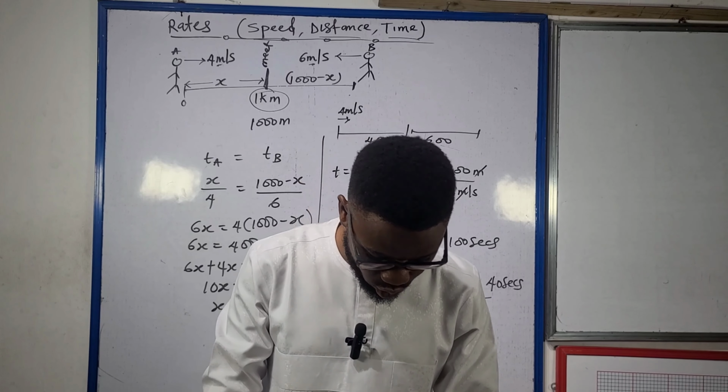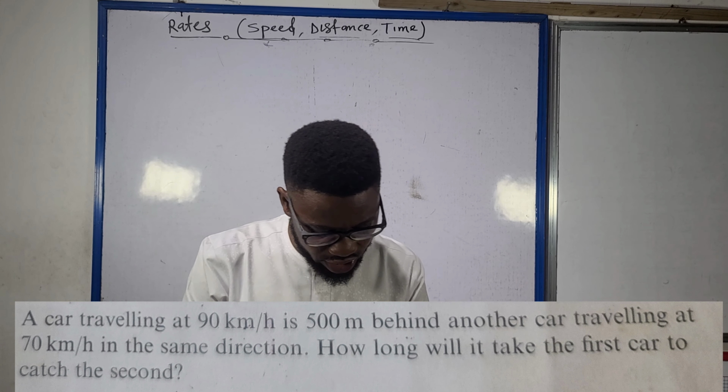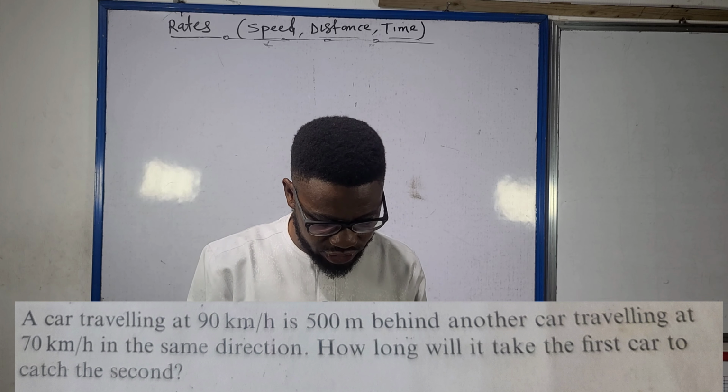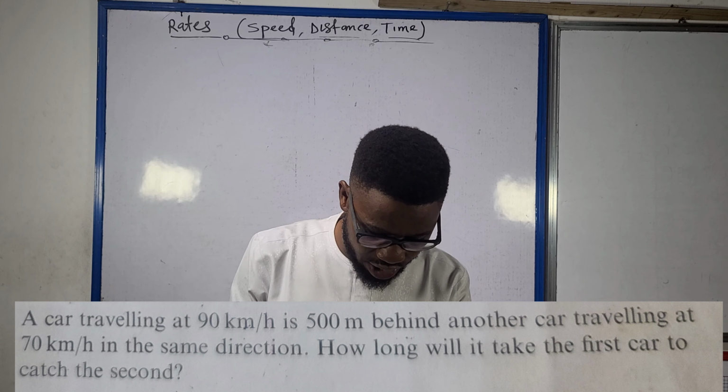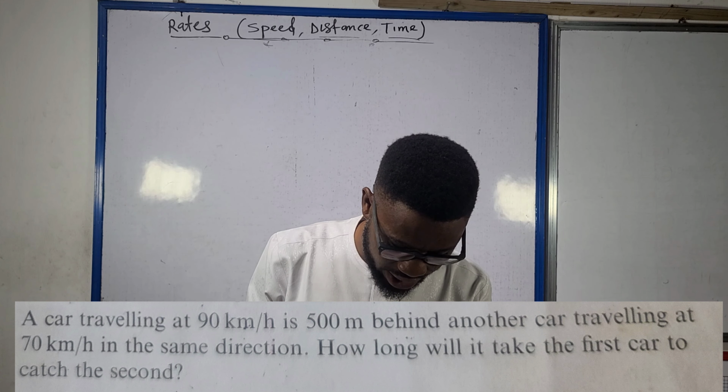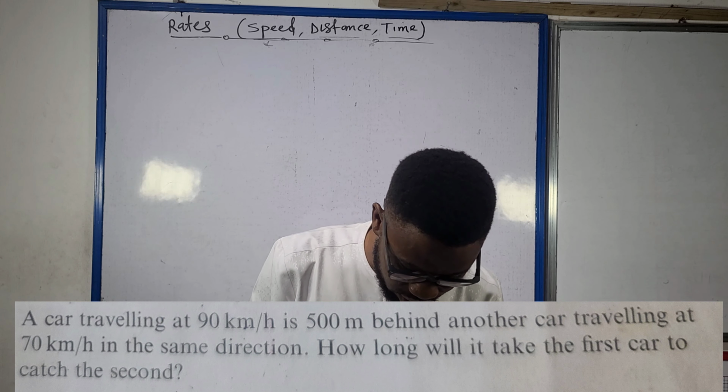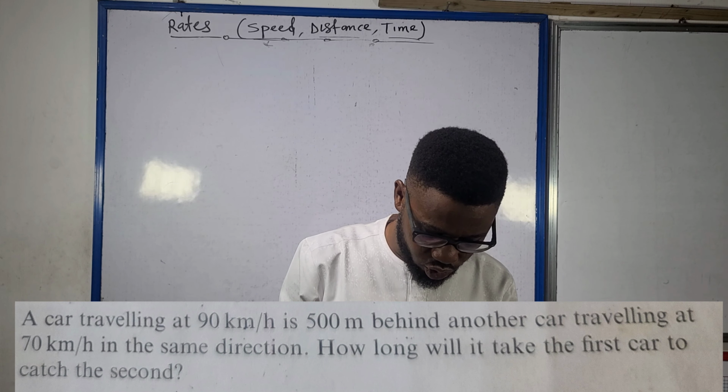So that ends that question. Okay, moving on, we have another question. It says a car traveling at 90 kilometers per hour is 500 meters behind another car traveling at 70 kilometers per hour in the same direction. How long will it take the first car to catch the second?